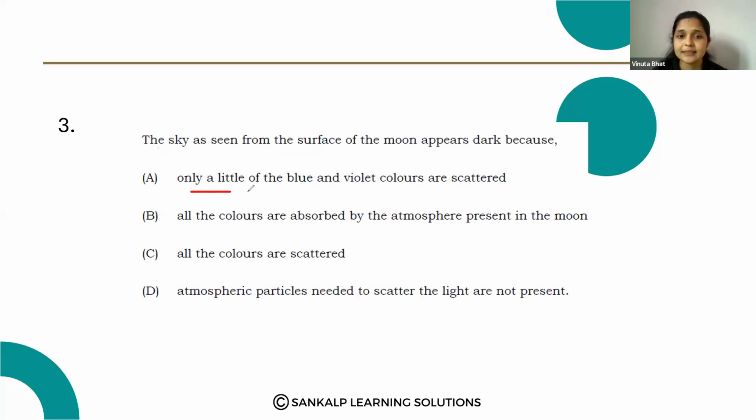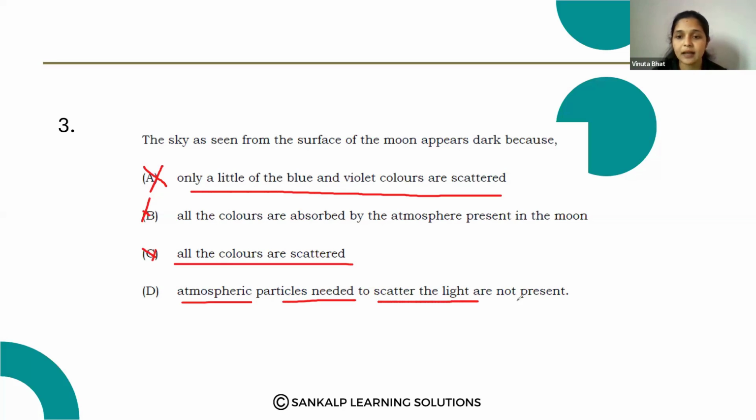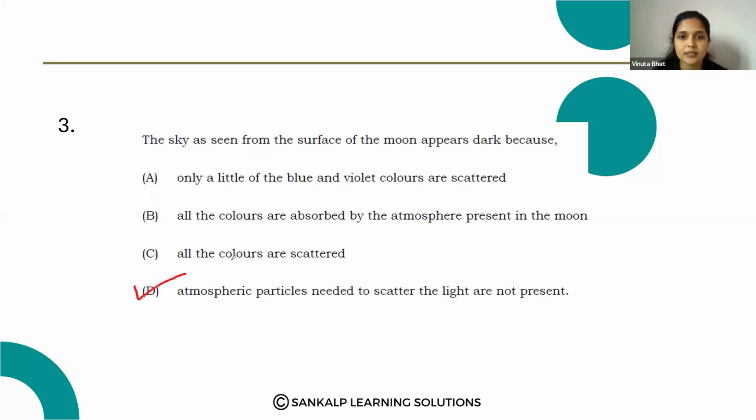Only a little of the blue and violet colors are scattered? No, that is not correct. All the colors are absorbed by the atmosphere present on the moon? No, that is not correct. All the colors are scattered? No. Here, atmospheric particles needed to scatter the light are not present. Yes, this is the correct answer. Atmospheric particles are required for the scattering of light. So the sky as seen from the surface of the moon appears dark. The correct answer is option D. Please note down this.